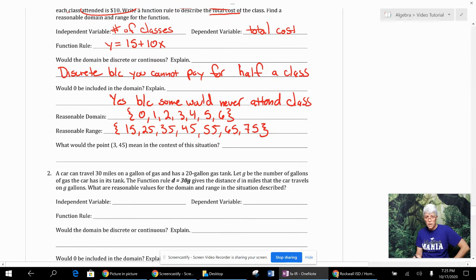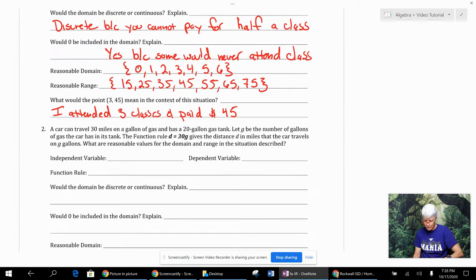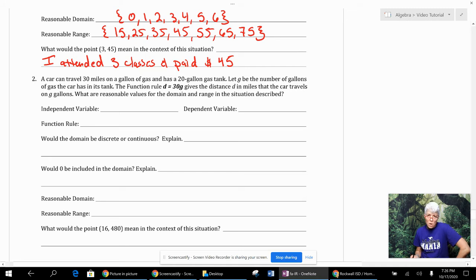All right, so what is (3, 45)? Here again, you have to think about it: if the independent is the number of classes and the dependent is the cost, then this would mean I attended 3 classes and paid $45. Now, I know my handwriting is bad enough, but it's worse with this pen that I'm using right now, and I apologize. Listen with your ears. I wish I had pretty handwriting. All right, here we go.